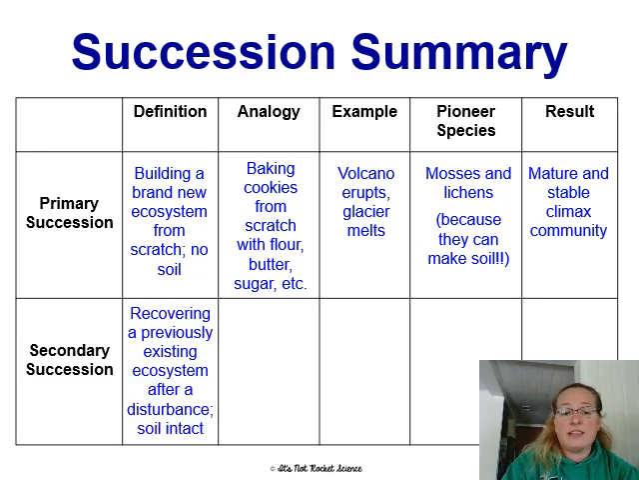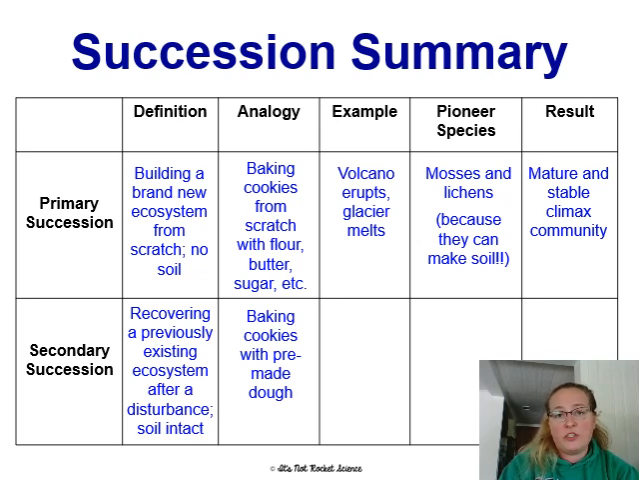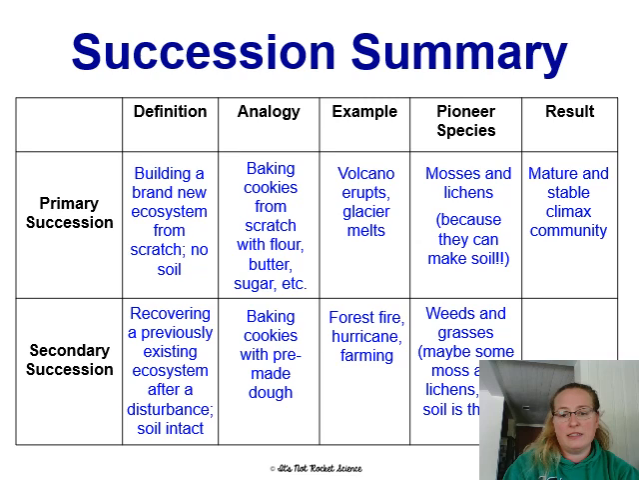In secondary succession, we are recovering a previously existing ecosystem after a disturbance, and the soil is intact. The analogy for that is baking cookies with pre-made dough. Instead of starting with all of the ingredients from scratch, you're skipping that first step. Everything is already mixed together and you're just ready to form it into whatever shape you want and bake it. Examples: forest fires, hurricanes, or farming.